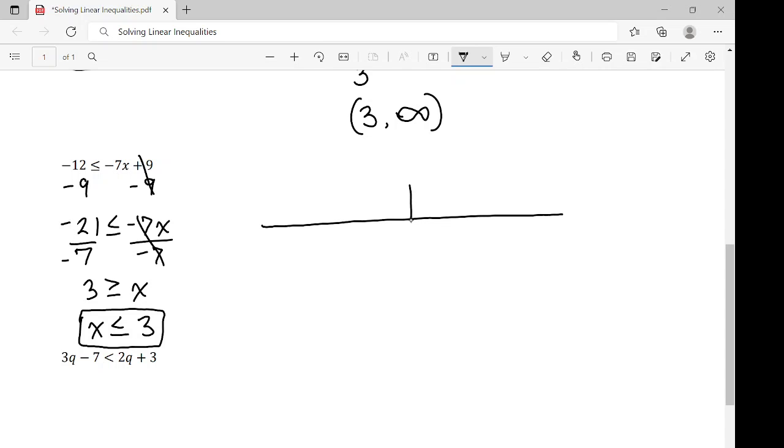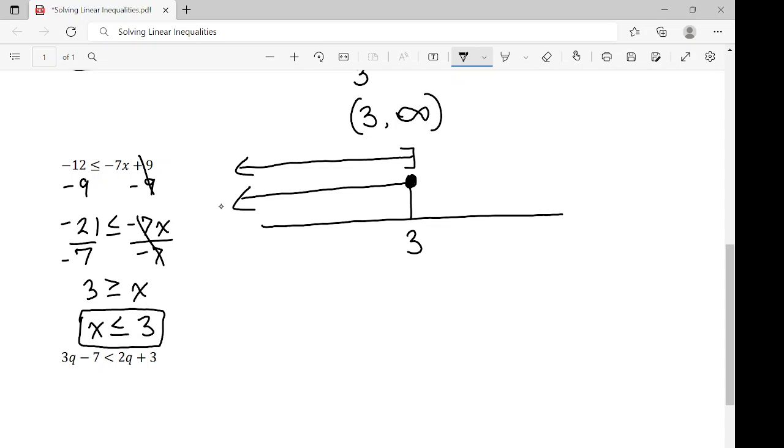Again, I'm going to put a line here and put a 3. Since this is less than or equal to, has this arrow that's pointing to the left, I'm going to make sure that mine is going to the left. Because it's equal to, it's filled in, going left. Or a bracket, going left. Either way, same answer.